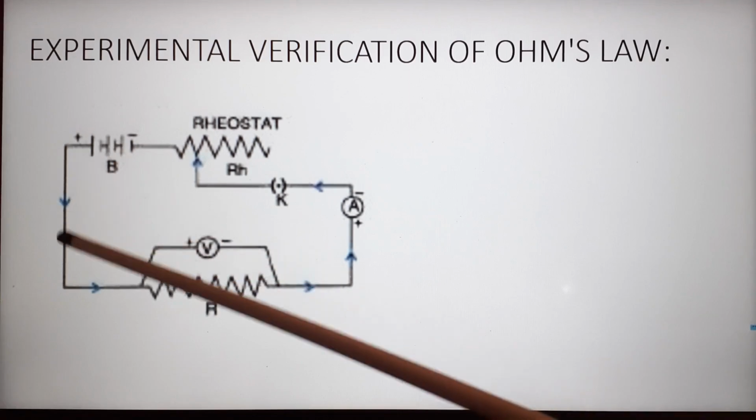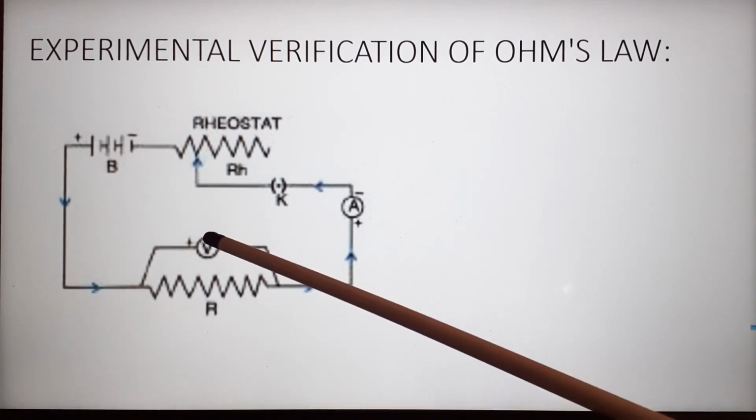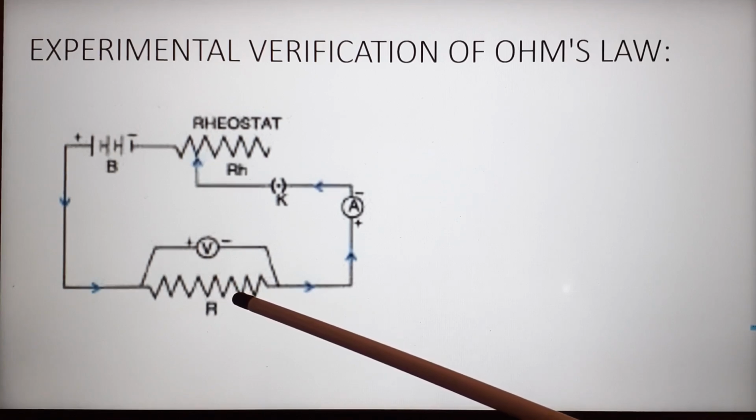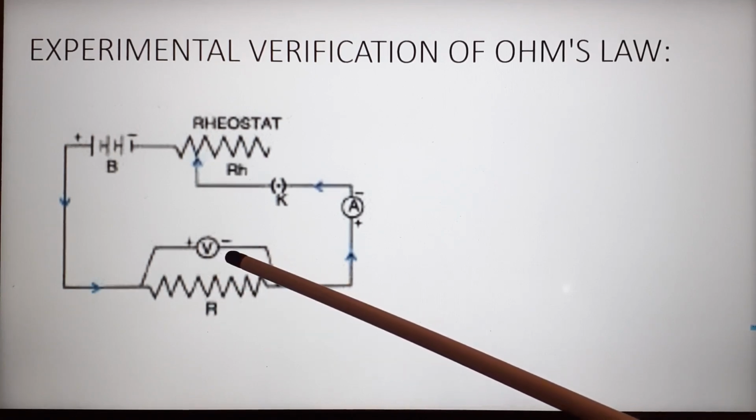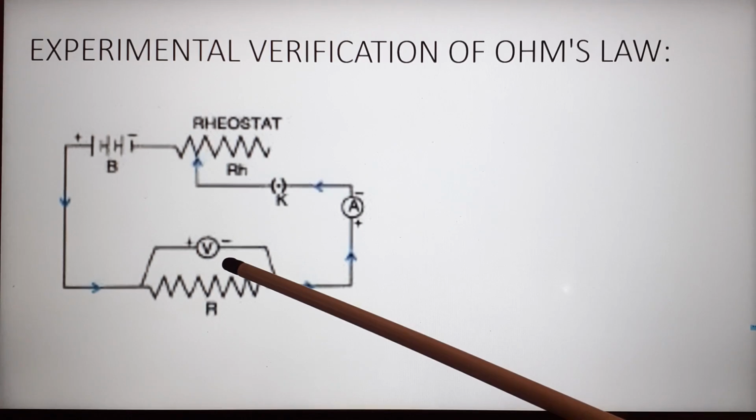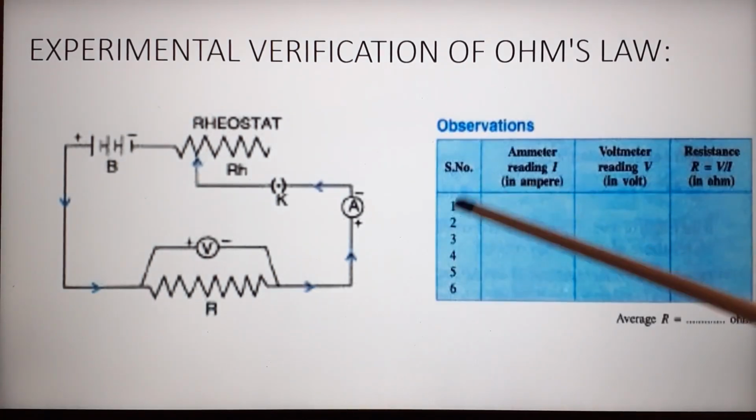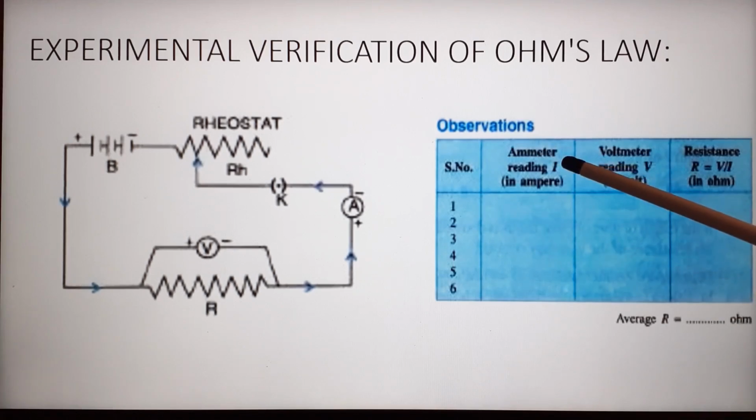So positive terminal of battery is connected to the resistance, and voltmeter is connected across the resistance to measure potential difference. What we want to verify is that current really changes when potential difference is changed. So let's first draw a table. Serial number first, then comes ammeter reading.